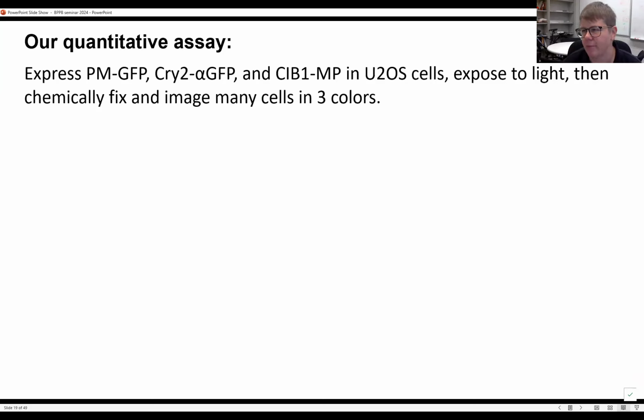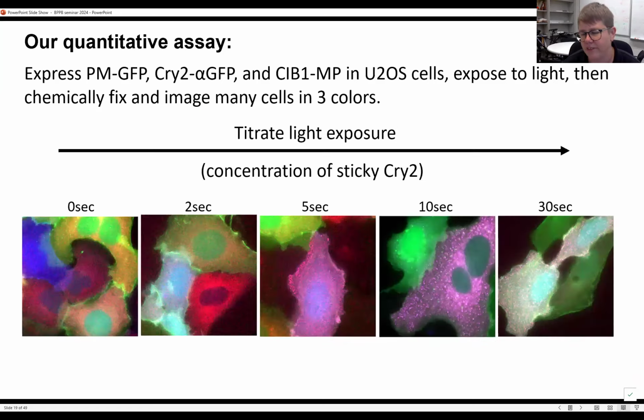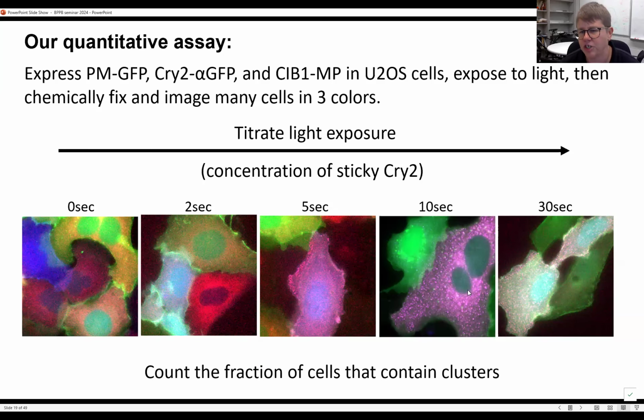Okay, so we have a system. We wanted to come up with an assay. And so what we do is we co-express these 3 constructs. They all have different fluorophores on them, in U2OS cells, a cell line that's very amenable to transfection. It's transient transfection, so all these cells are expressing different levels of all these things. So it's a big mess. But we transfect a whole bunch of cells together. We split them into lots of different dishes. And then we expose those dishes to different amounts of light, chemically fix them, and then bring them to the microscope, image lots of parts of the field of cells, and then go back and score them for how clustered they are, basically. And so the number that we pull out at the end of the day is the fraction of cells that contain clusters in a dish.